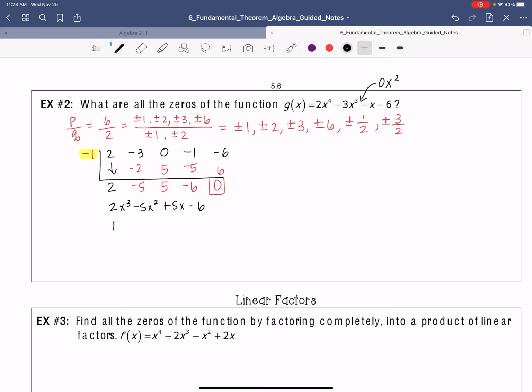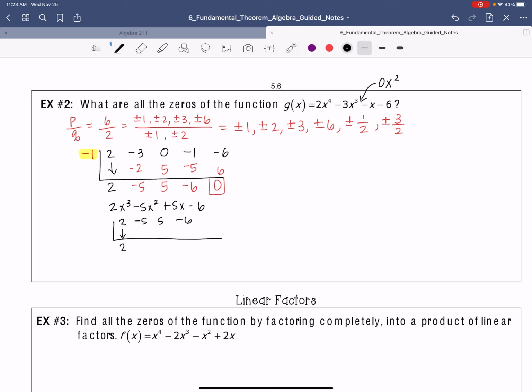So again, we're going to list these out. And what I normally do is, I don't write this. I would just put my box straight off of here and just do a double synthetic. That's totally okay. So for this, we have 2, -5, 5, -6. We'll bring down that 2 first.